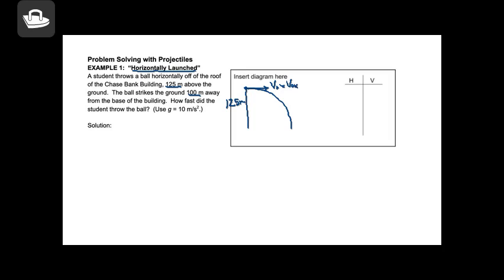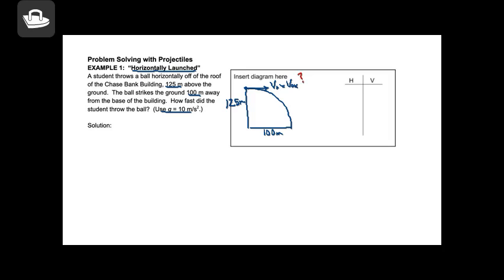And the ball strikes the ground 100 meters away from the base of the building. That's telling me how far it's going in this direction. So I got 100 meters in that direction. And then, of course, it's telling us just a reminder about acceleration. And the question is, how fast did the student throw the ball? So this is my question mark right here. It wants to know that.